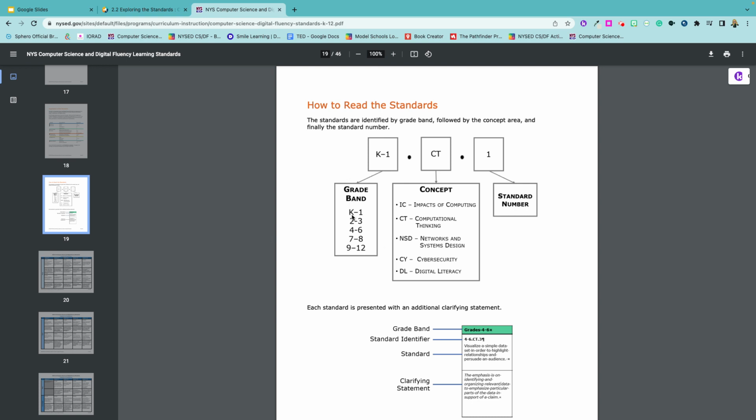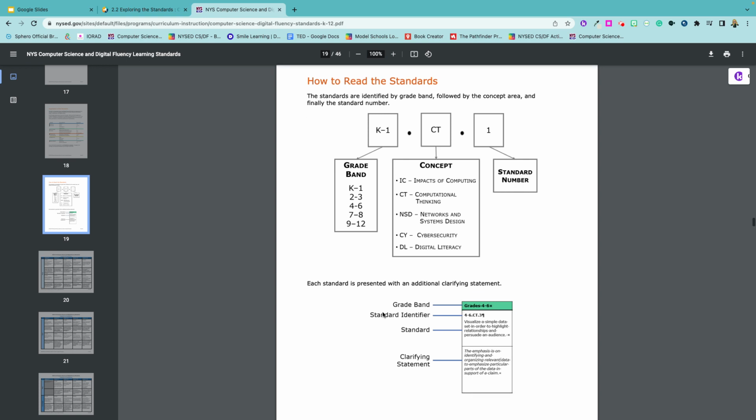Within the grade bands, the grade band is always going to be listed first in the standard identifier. Then each of the concept areas are going to be broken down using the initials. And then finally, you'll have the standard number. For example, this one down here at the bottom of the page, the standard identifier was grades 4 through 6. CT would be computational thinking, and 3 would be the standard number. So let's take a look at the standards.